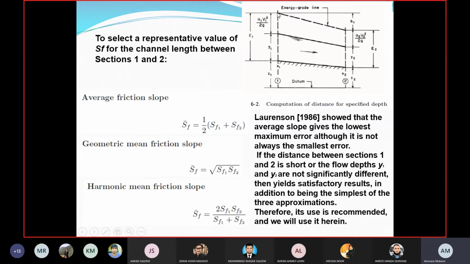There would be two slopes here if we consider two sections. So for section 1, the slope would be SF1, and for section 2, the slope would be SF2. So you'll be taking the mean of the two slopes and you will be using it for the next step. Okay. Usually, the average frictional slope is used in the direct step method.